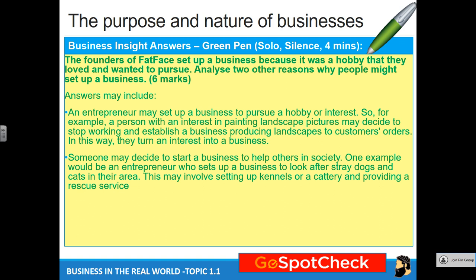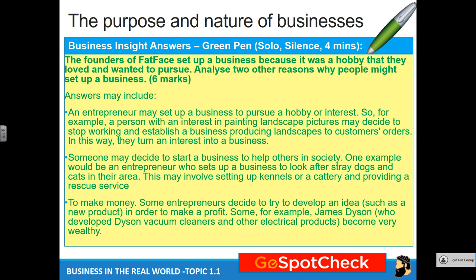Someone may decide to start a business to help others in society. One example would be an entrepreneur who sets up a business to look after stray dogs and cats in their area. This may involve setting up kennels or cattery and providing a rescue service. So basically to help people. To make money, some entrepreneurs decide to try to develop an idea such as a new product in order to make a profit. For example, James Dyson, who developed Dyson's vacuum cleaners and other electrical products, became very wealthy.